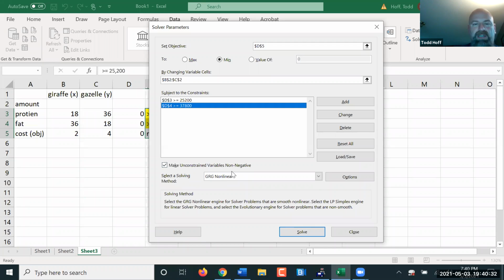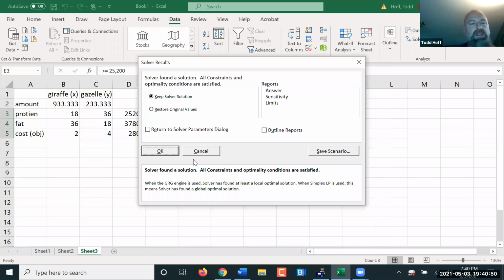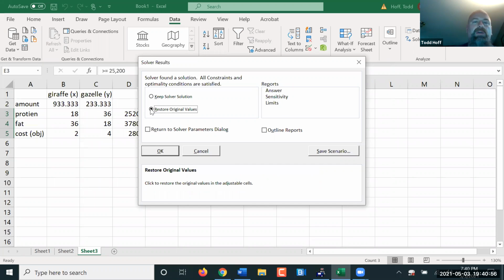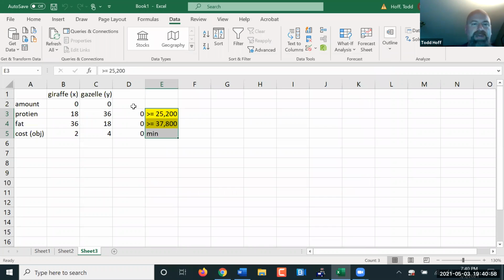I need to make sure the settings are correct. Make unconstrained variables non-negative. That's just standard. That's saying those are those trivial constraints that everything is greater than or equal to 0. I want to make this a simplex linear programming. So simplex LP, I want to make sure that setting is there. I'm just going to click solve. It's asking, hey, we're going to solve this for you. Do you want me to put the numbers in, or do you want to go back to the original? If I click restore original, it's just going to put it right back to where we started.